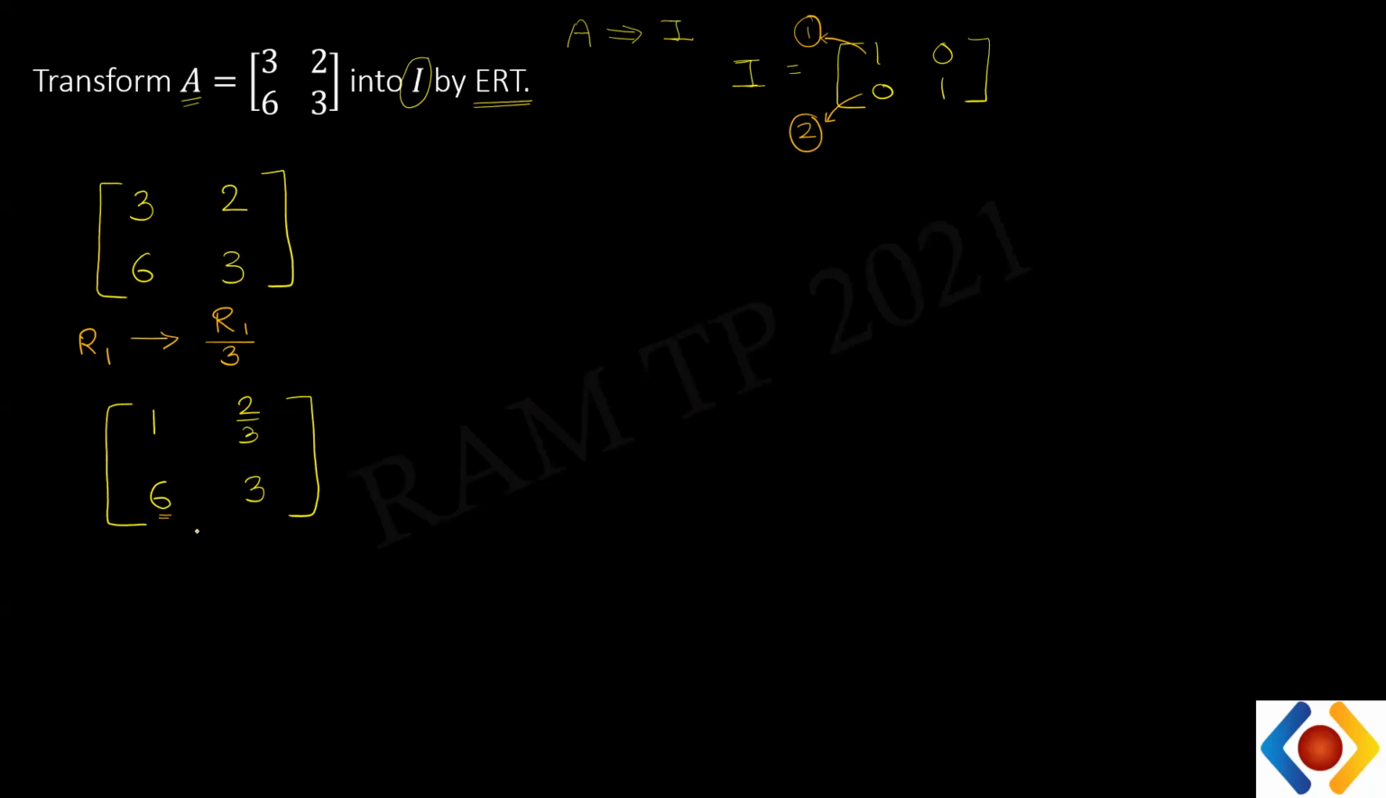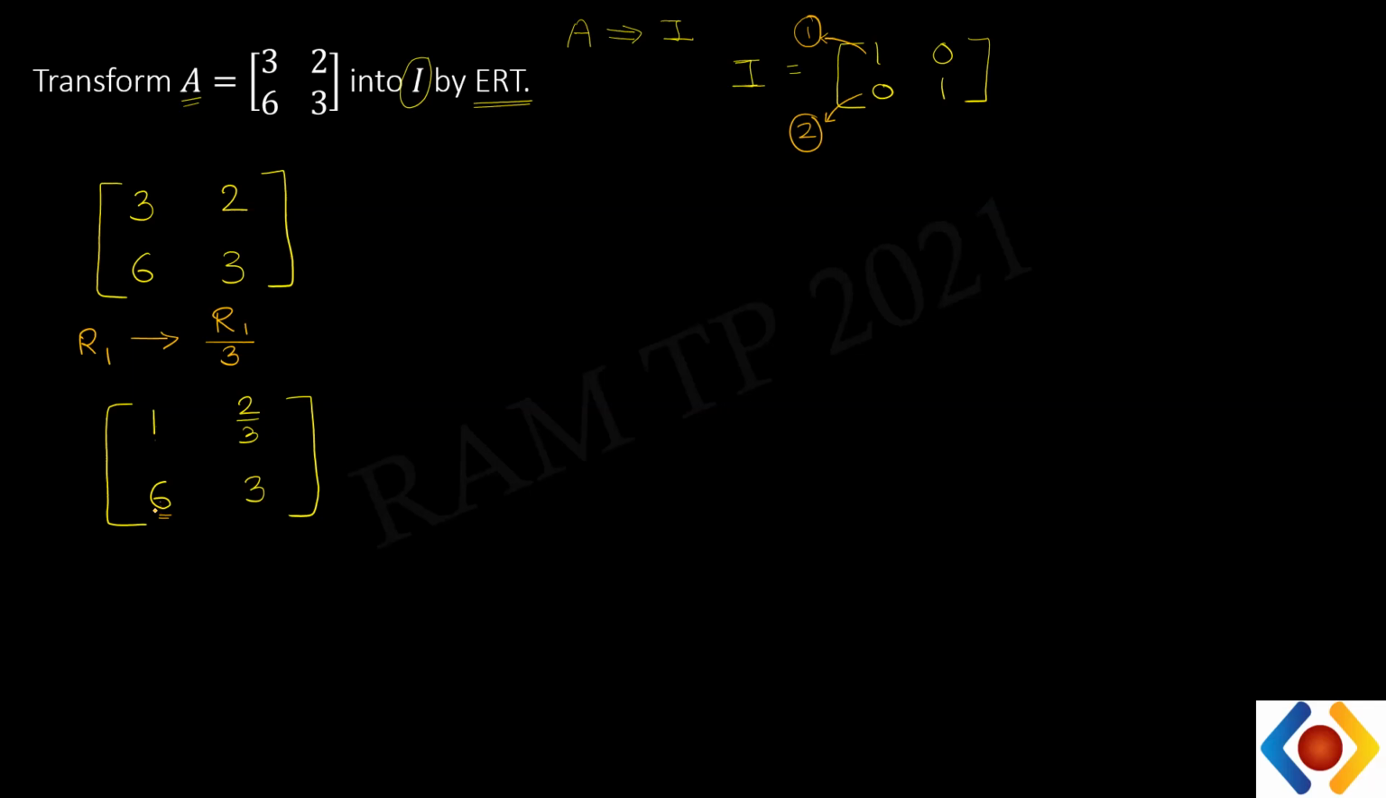Can we go ahead and multiply the above row by 6 and subtract it? Yes, we can. The advantage of making 1 here is we can multiply this 1 by 6 and then subtract that from this 6 so that this becomes 0.